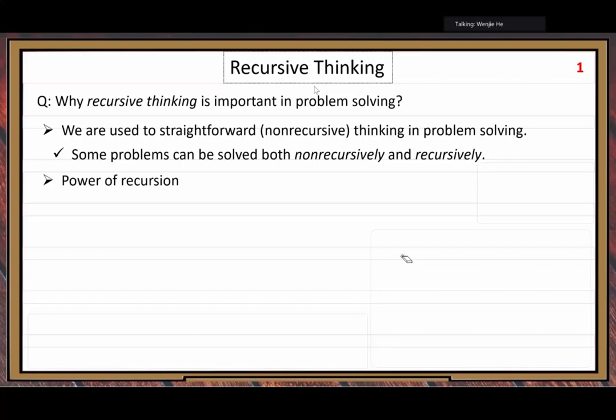First, we want to answer this question. The answer to our current question is that the recursive algorithm is very powerful. We want to use the power of recursion to solve computing problems. Very, very important, very powerful.